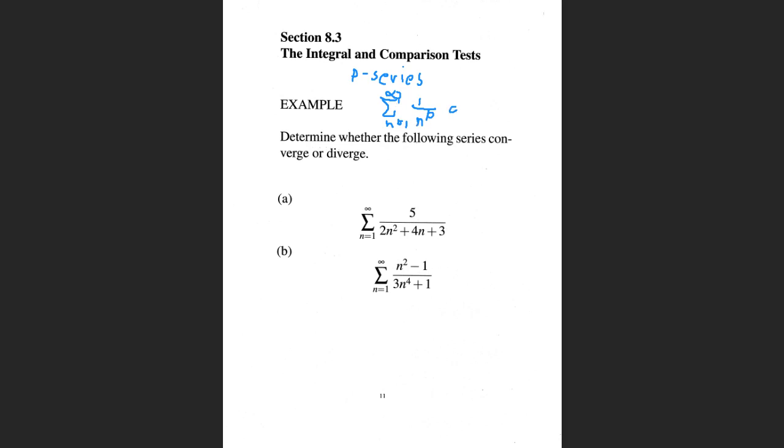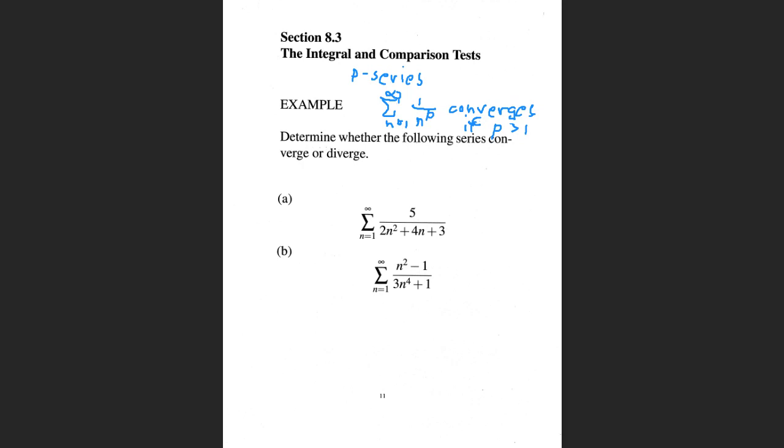And that series converges. They prove it in section 8.3. The series converges if that power P is greater than 1. Okay, so a P series converges when the power P is greater than 1.